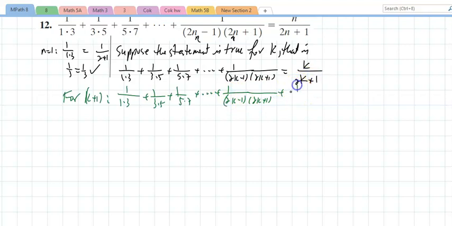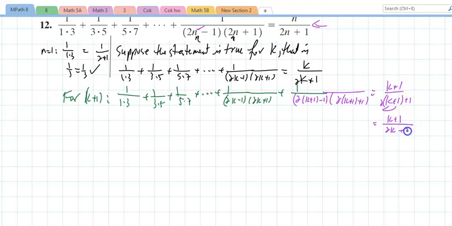The next term is going to be 1 over, and let's see how this works. 1 over twice, if I put a k plus 1 in there, times 2 into k plus 1 plus 1, and that's going to equal, put a k plus 1 in there. The right side, you're allowed a one-step reduction, or 2 plus 1 is 3. You're allowed a one-step simplification or reduction, however you want to see it. This is my assumption. It's right there. That is k over 2k plus 1. I'm adding to it this mess. What is that?